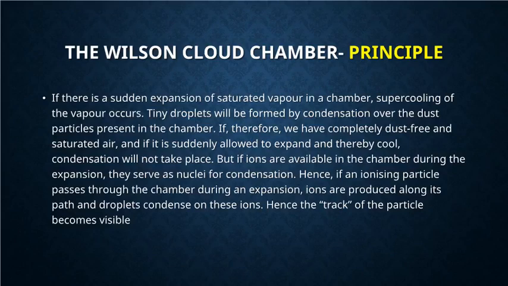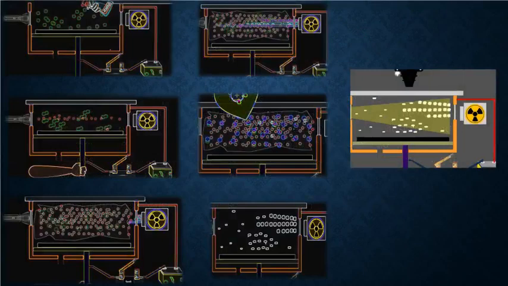As supersaturation increases, negative ions first, and as volume increases, both positive and negative ions may act as centers of condensation. Hence the track of the particle becomes visible. This will be more clear once you see the working. Let's see the working. At first, alcohol is sprayed into the dust-free air and the glass window is closed.